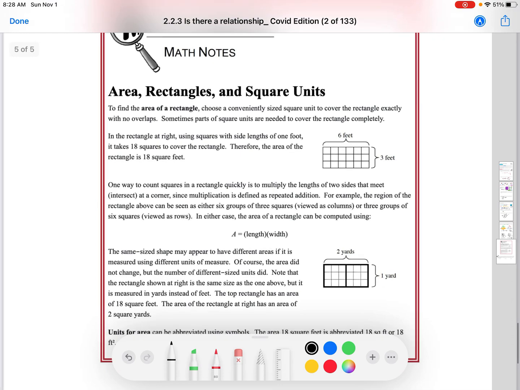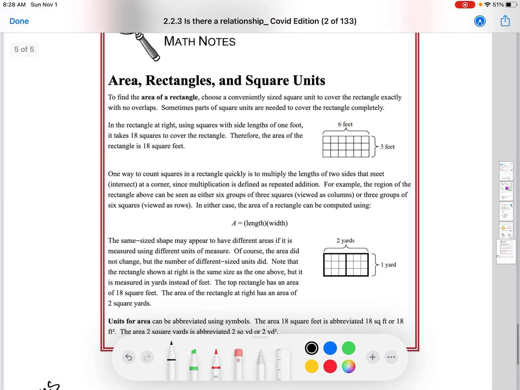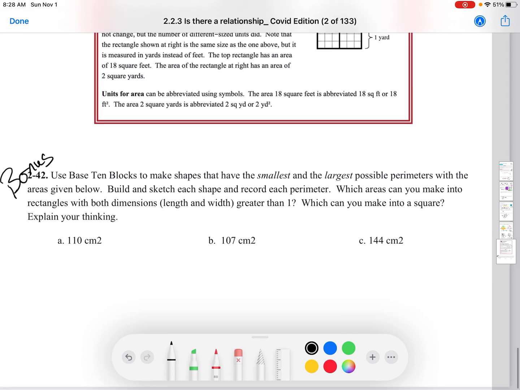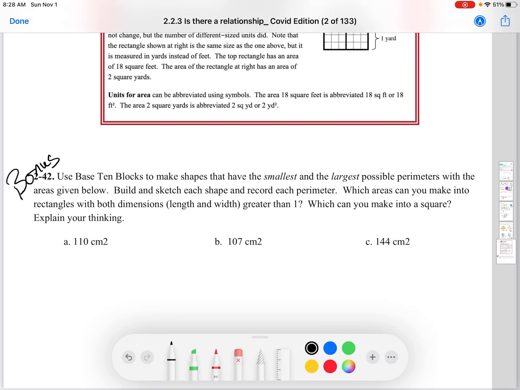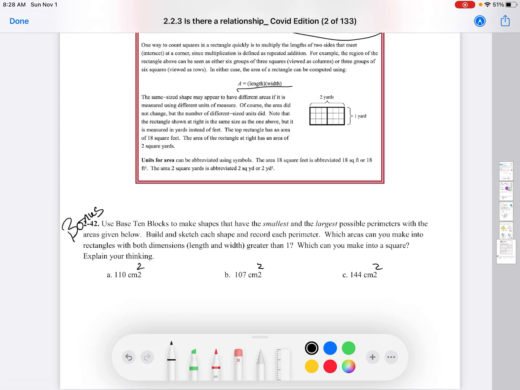All right. I think you should take a second. You could pause the video and read this. I think it's a good reminder that area of a rectangle is length times width, which we've been just practicing. So like, for example, 6 times 3 is 18. Down here, this is just bonus. If you want to try to play with those base 10 blocks and see if you can't get them to 110, 107, and 144, those should be squared, like as in up here, I just noticed. So you can try that, all right?